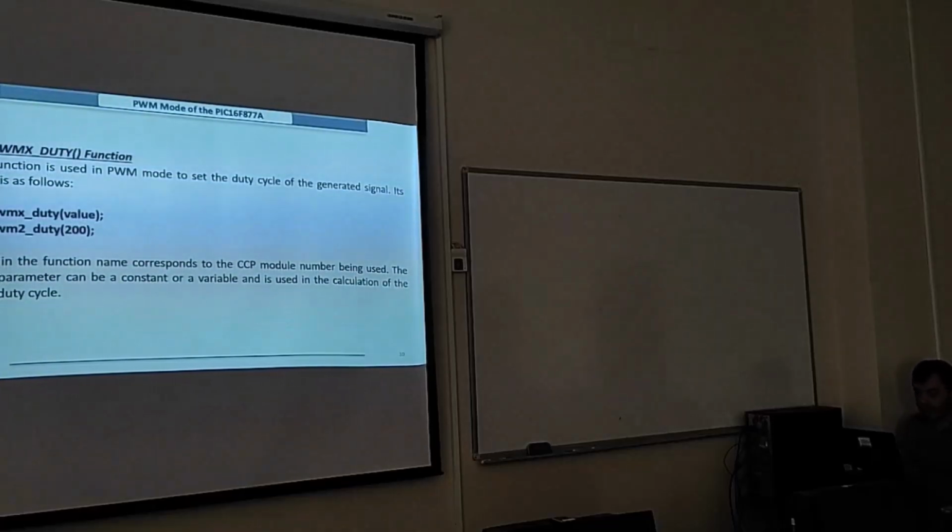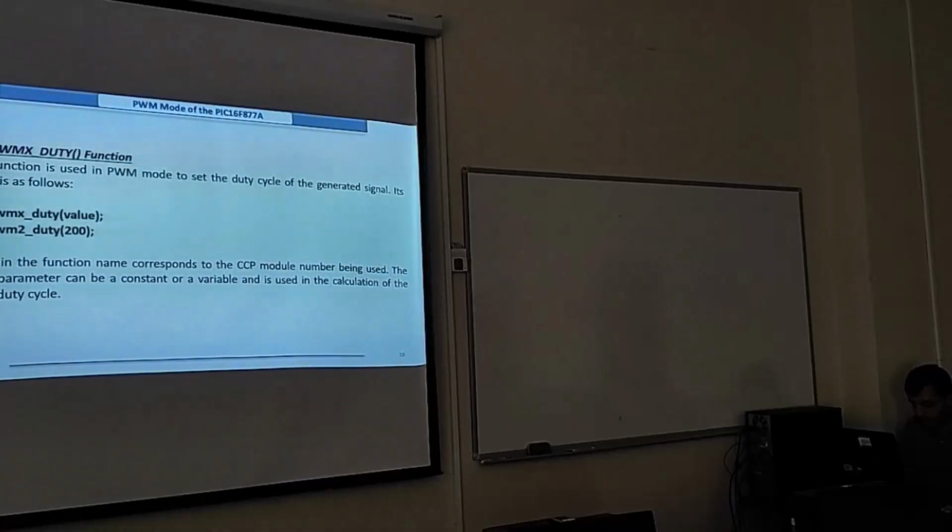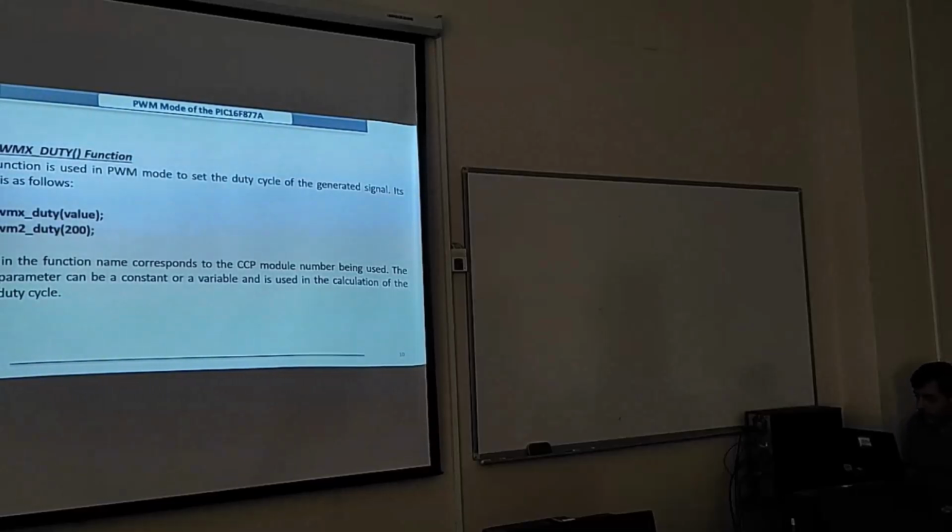To set the duty cycle of the PWM signal, the function set PWM X duty is used. In the first line you can see the letter X specifies which CCP module is being used. The value provided defines the duty cycle of the PWM signal.